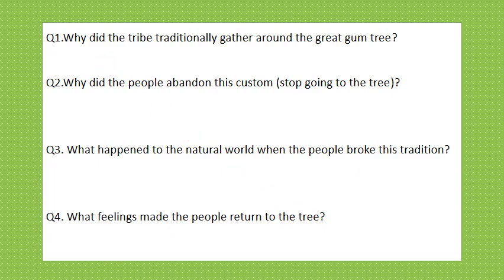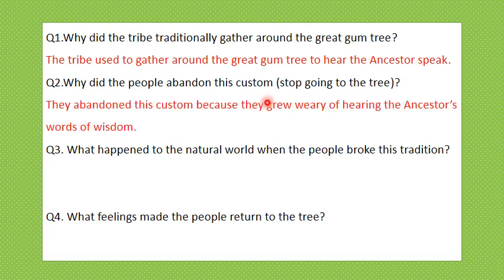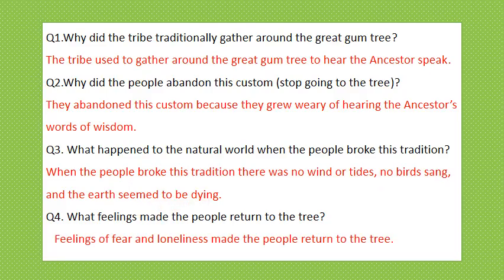Question number 1: the tribe used to gather around the great gum tree to hear the ancestor speak. Question number 2: they abandoned this custom because they grew weary of hearing the ancestor's words of wisdom. Question number 3: when the people broke this tradition, they stopped talking to the tree. There was no wind or tides, no birds sang, and the earth seemed to be dying. And the last question: feelings of fear and loneliness made the people return to the tree.